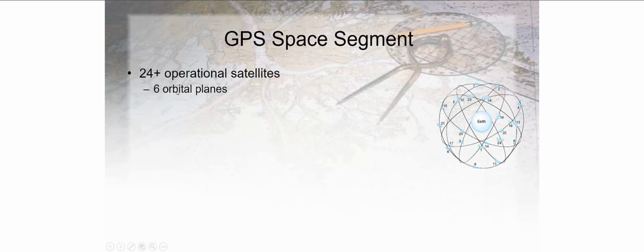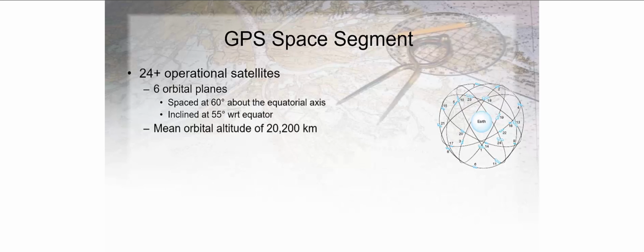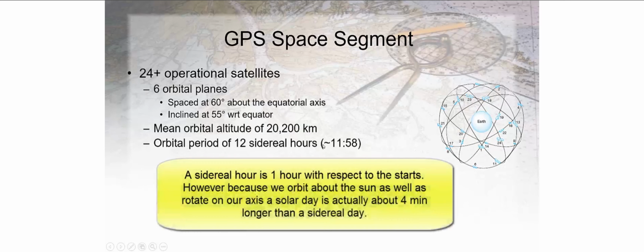Originally, GPS was supposed to have 24 operational satellites and 6 orbital planes. These planes were spaced 60 degrees around the equatorial axis and inclined at about 55 degrees with respect to the equator. Today, we have somewhere in the neighborhood of 30 to 31 satellites, depending on how many are operational at any one time. But the original design was 24 satellites. The mean orbital altitude of the satellites is 20,200 kilometers. And the reason I say it's the mean orbital altitude is because these satellites orbit in an ellipse. So they're elliptical orbits. So they get closer to the Earth and farther away from the Earth in different parts of the orbit. And these orbits occur once every 12 sidereal hours.